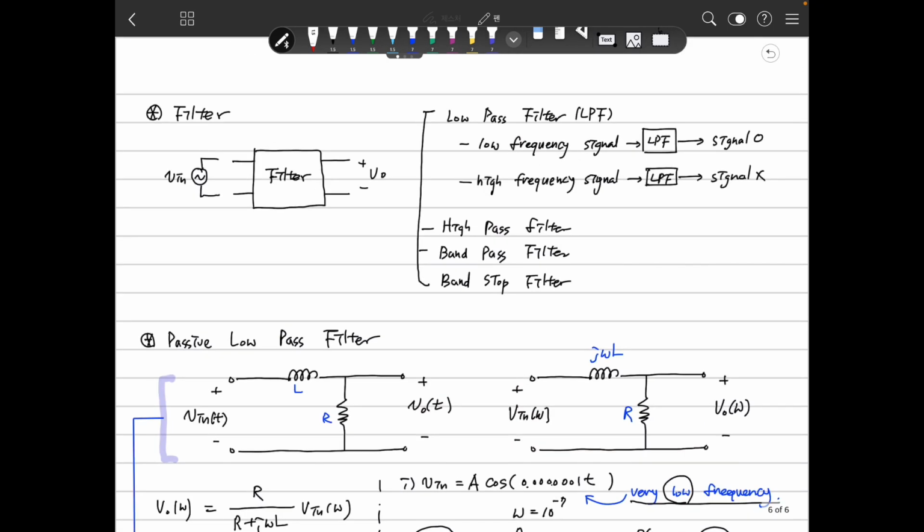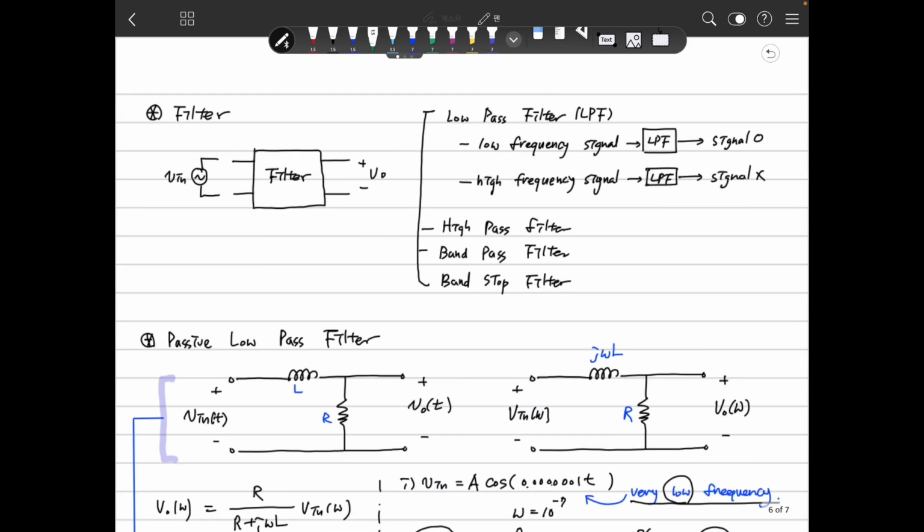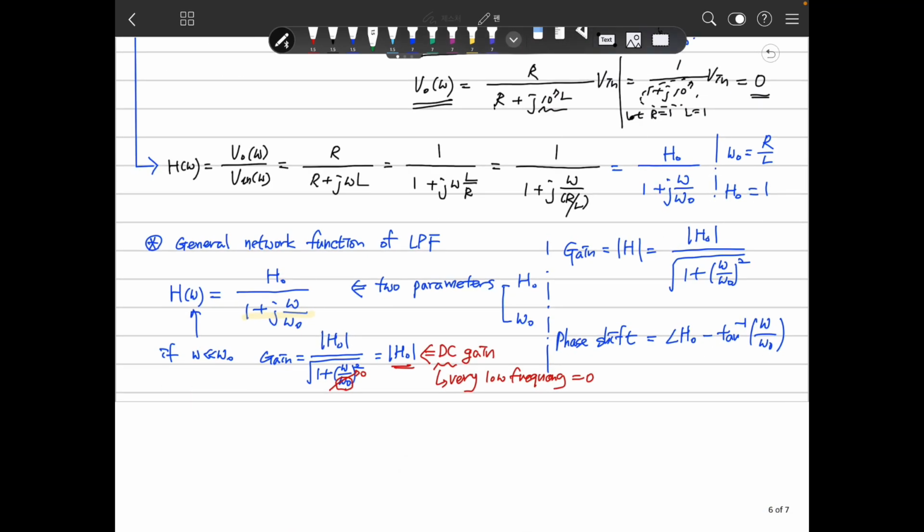And how about omega 0? We call omega 0 the half power frequency in low pass filters. I'll give you this again.